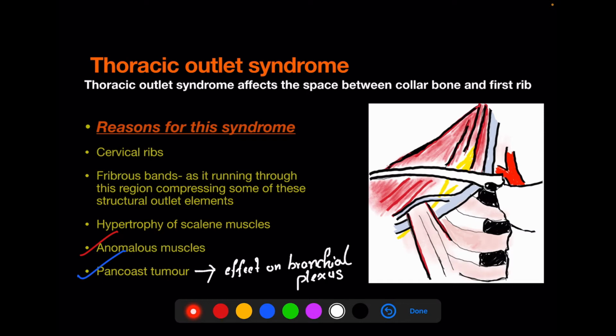The tumor may happen here. I have to use magenta color here or here, and it affects this brachial plexus. This is the brachial plexus.